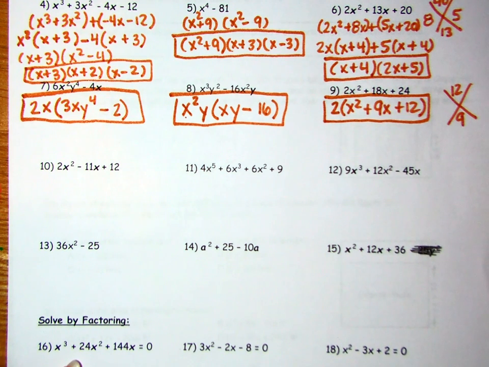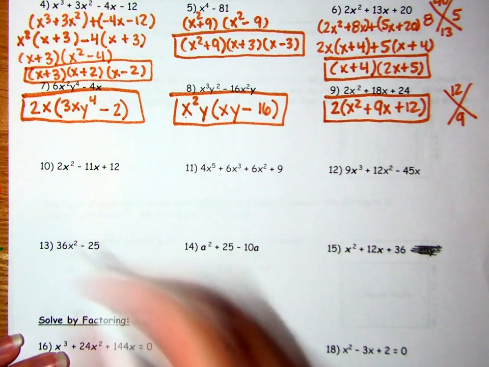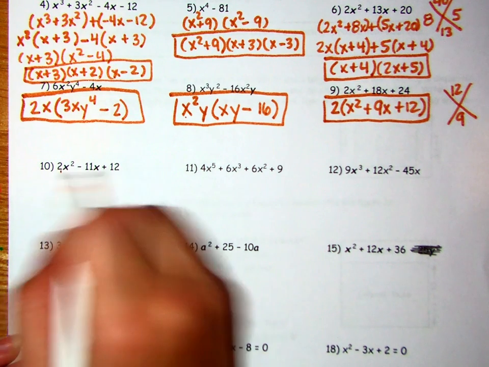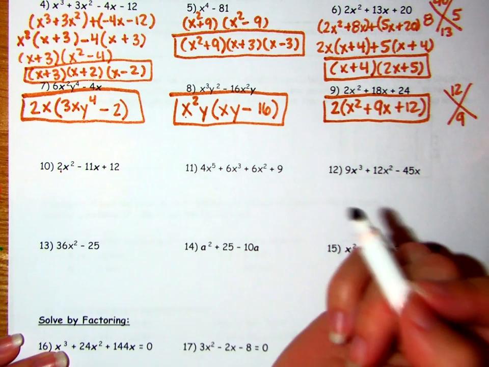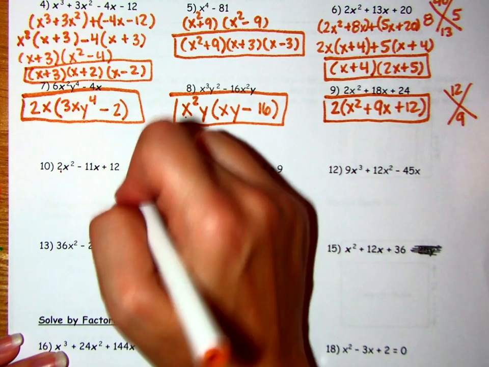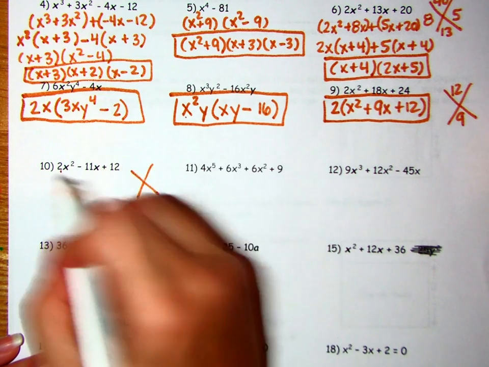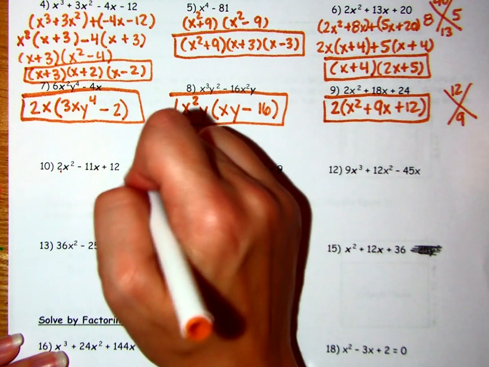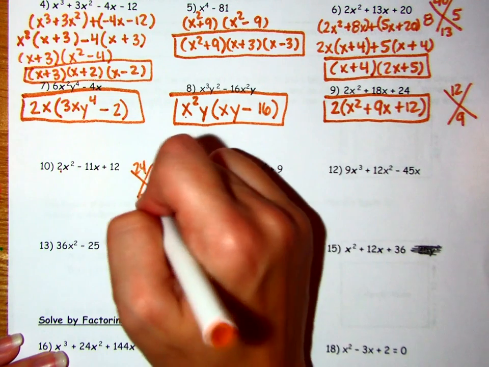This is it. Number 10. On number 10, we want to look, and we see that we have a leading coefficient that's something other than 1, and there is no GCF. It is a trinomial, so we're going to start by doing 2 times 12, which is 24, and then we put that negative 11 side here.